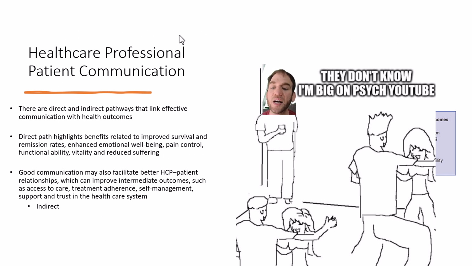There are direct and indirect pathways that link effective communication with health outcomes. Direct paths highlight benefits related to improved survival and remission rates, enhanced emotional well-being, pain control, functional ability, vitality, and reduced suffering. Good communication may also facilitate better healthcare professional/patient relationships, which can improve intermediate outcomes, such as access to care, treatment adherence, self-management, support, and trust in the healthcare system. This is an indirect effect.